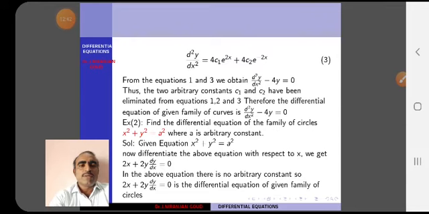First, take the given equation x² + y² = a². Differentiate the above equation with respect to x. What we get? The derivative of x² is 2x, plus the derivative of y² is 2y dy/dx, equal to a² is constant, so the derivative of a² is 0. So 2x + 2y dy/dx = 0. In the above equation, there is no arbitrary constant. So 2x + 2y dy/dx = 0, or x + y dy/dx = 0, is the differential equation of the given family of curves.